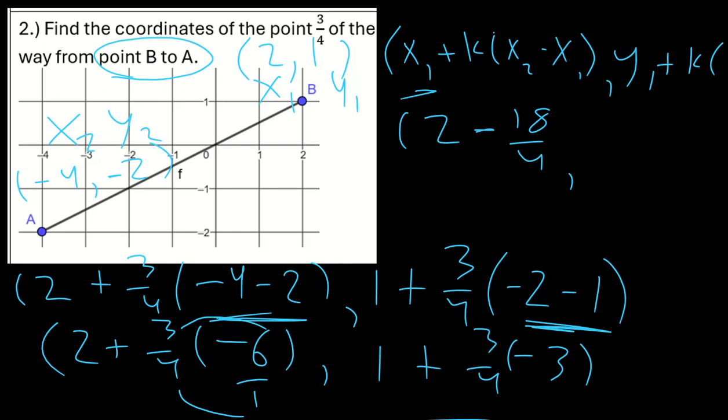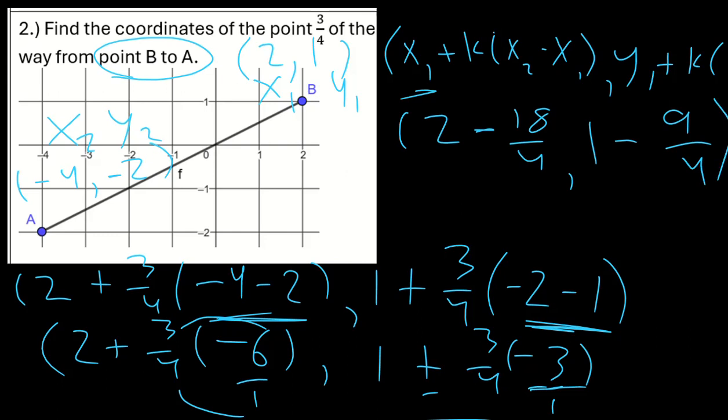Over here, I have 1. Once again, a positive times negative is a negative. And this is going to be really written as negative 3/1. And 3 times negative 3, well, I'm sorry, 3 times 3 will be 9. We already took care of that negative. And 4 times 1 will be 4.